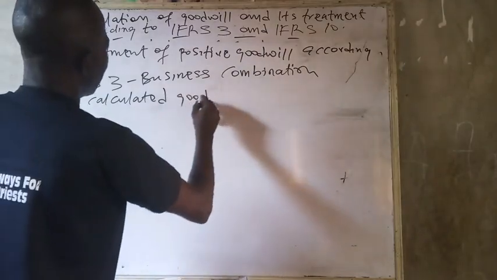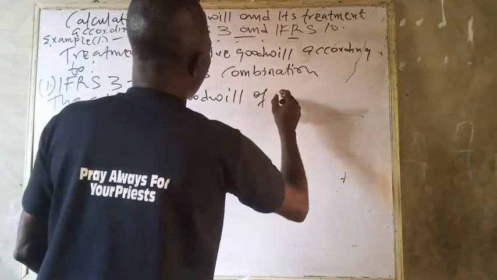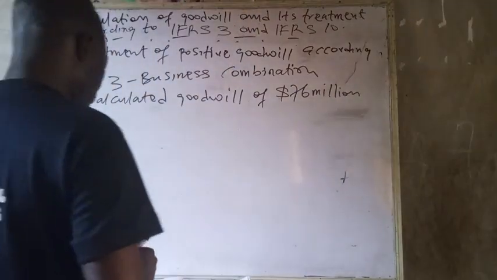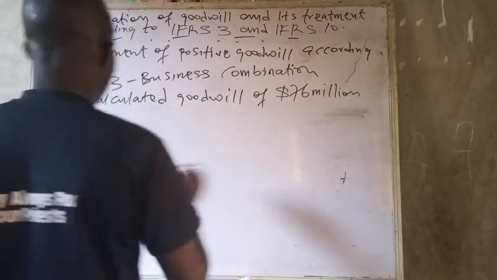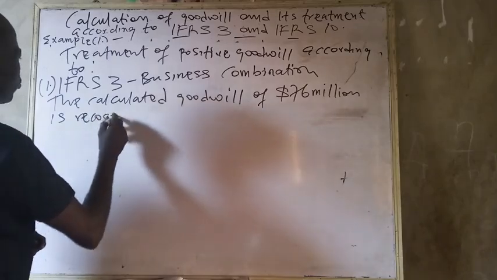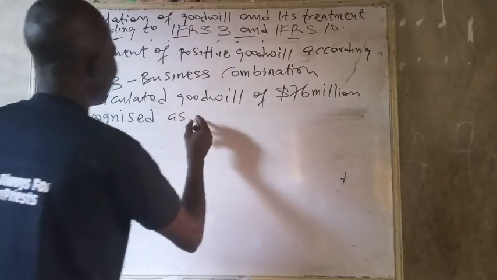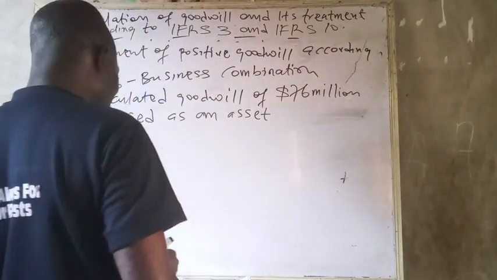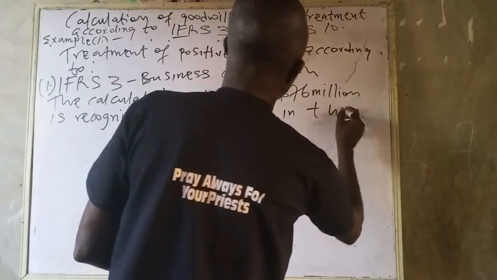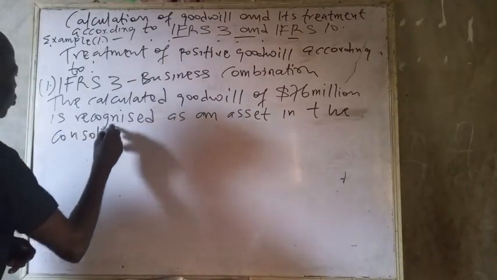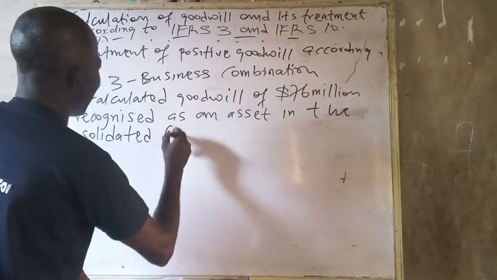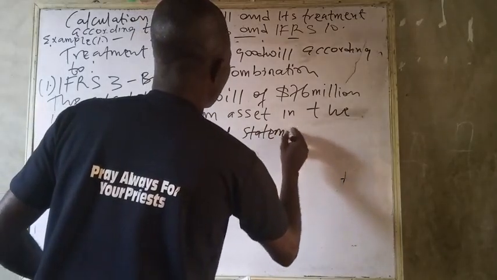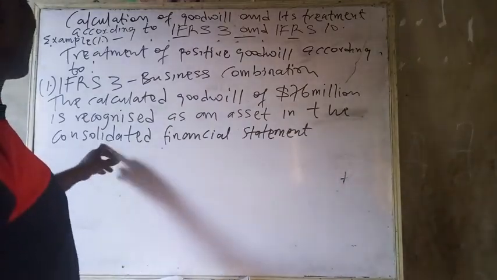of $76 million is recognized as an asset in the Consolidated Financial Statement. When you hear Consolidated Financial Statement, what does it mean?